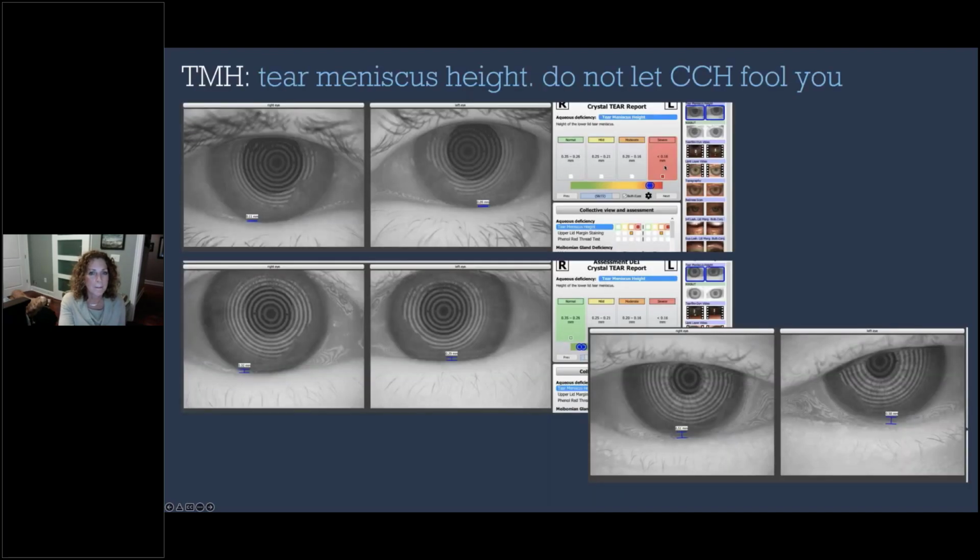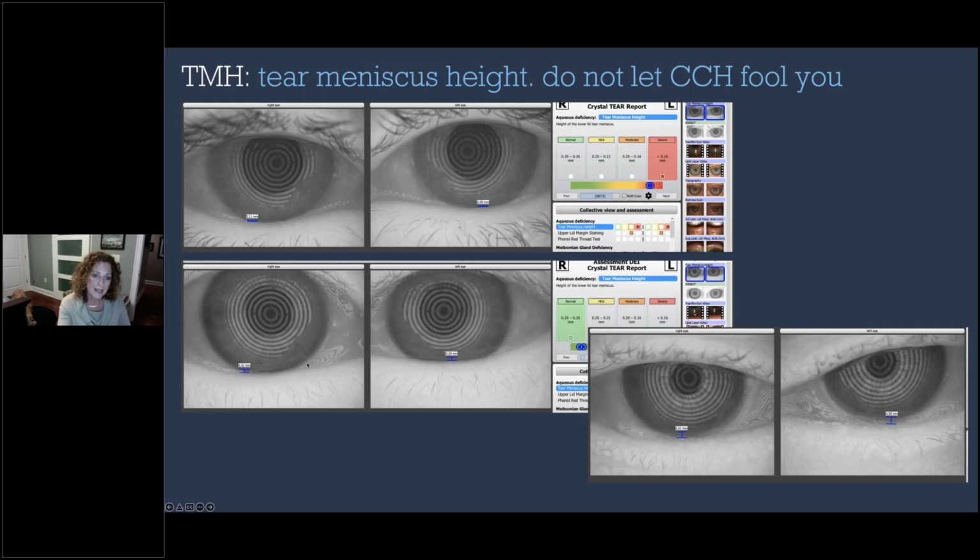So starting out with the interpretation, my first test that I do on my full dry eye eval is the tear meniscus height. And the thing I would say to you as far as capture is, don't let the conjunctival chalasis fool you. When you look at this, this is an example of obviously a low tear meniscus height. I ideally am shooting for 0.3 or higher.